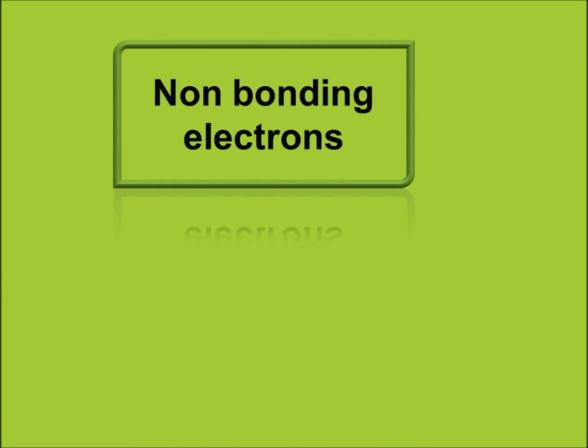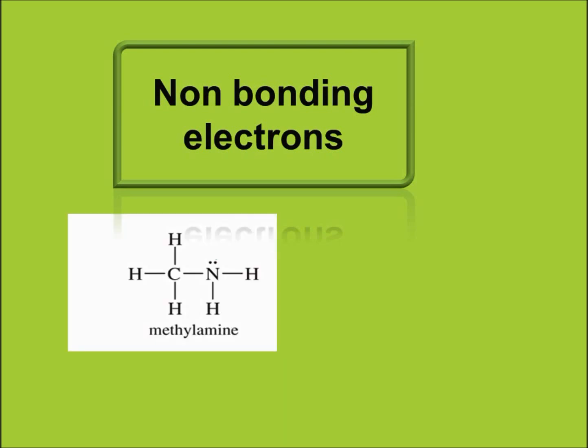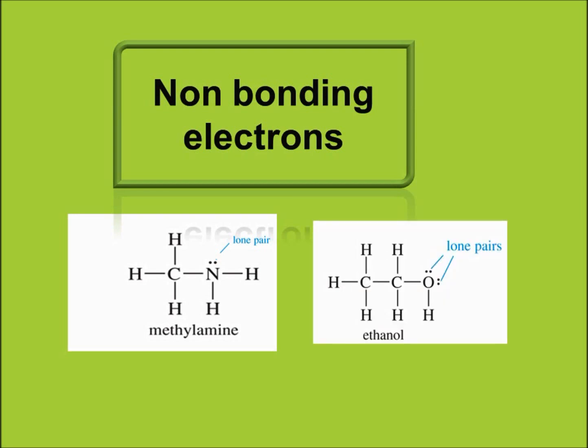Sometimes valence electrons do not take part in bonding. These valence electrons are called non-bonding electrons or lone pairs. Here in methylamine, nitrogen has a lone pair of electrons which are not taking part in bonding. Similarly, ethanol has 2 lone pairs on the oxygen.